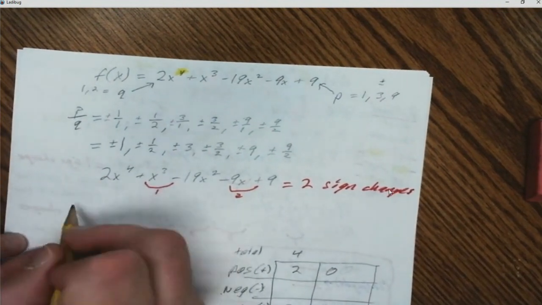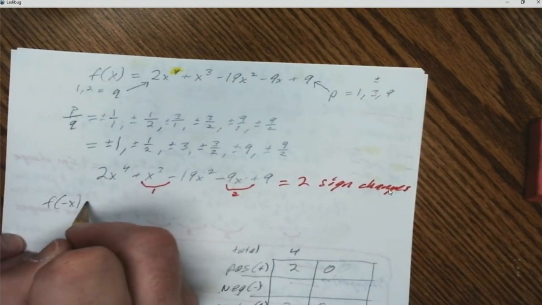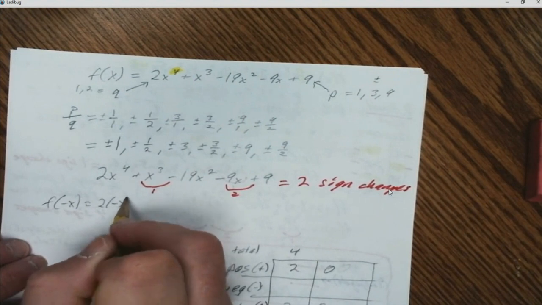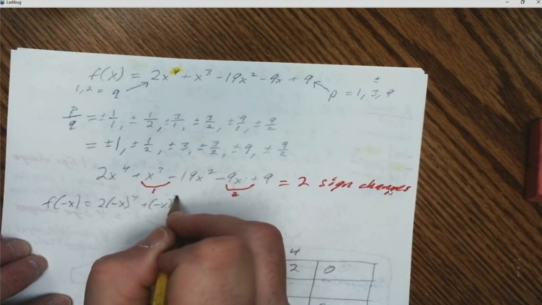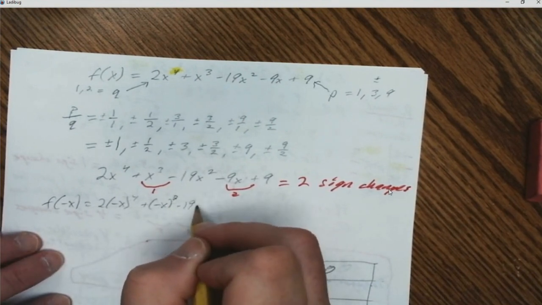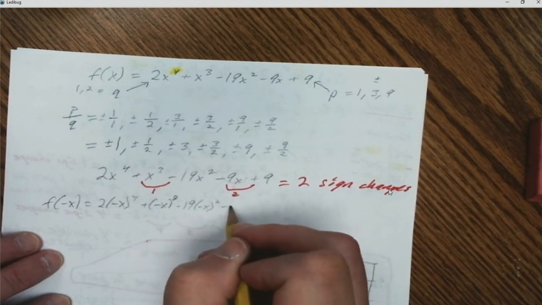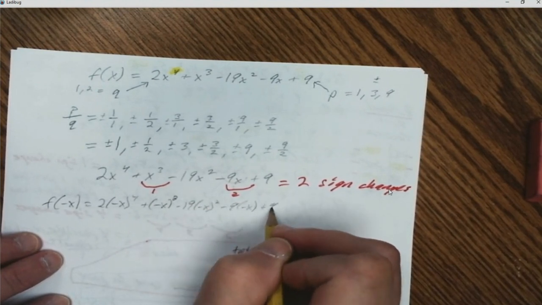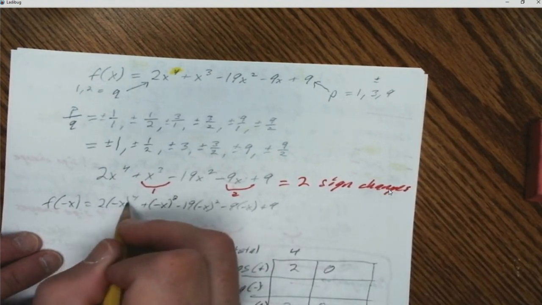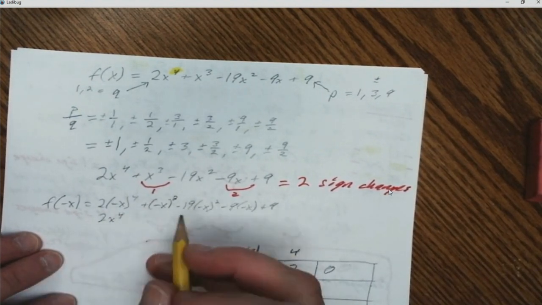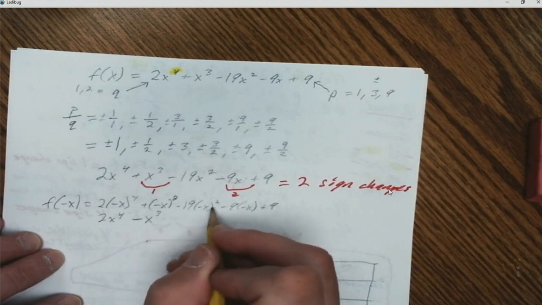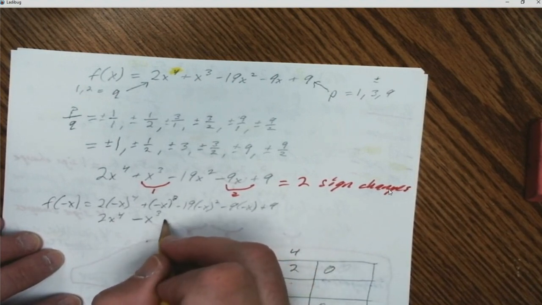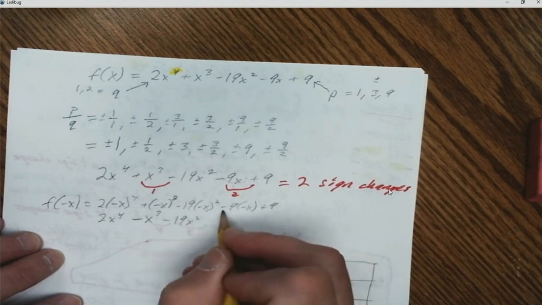Let's check the negative. f of negative x: 2 times negative x to the 4th plus negative x to the 3rd minus 19 negative x squared minus 9 times negative x plus 9, which simplifies to, this is the even, so that's going to end up a positive. This is an odd, so that's going to change that sign to a negative. This is going to be a positive, so that's going to stay a negative. This is a negative times a negative, so that becomes a positive, and that's positive.